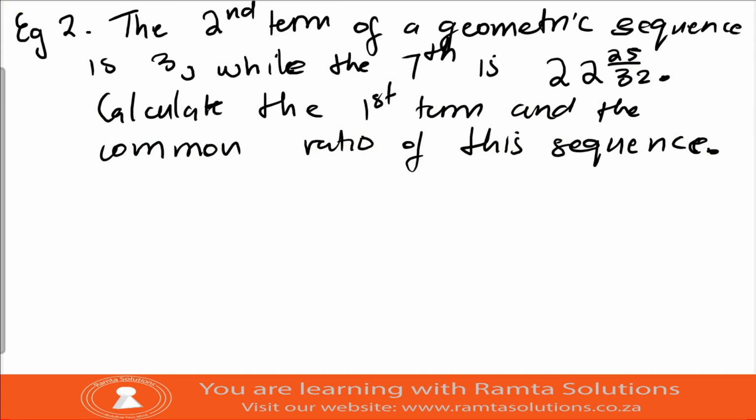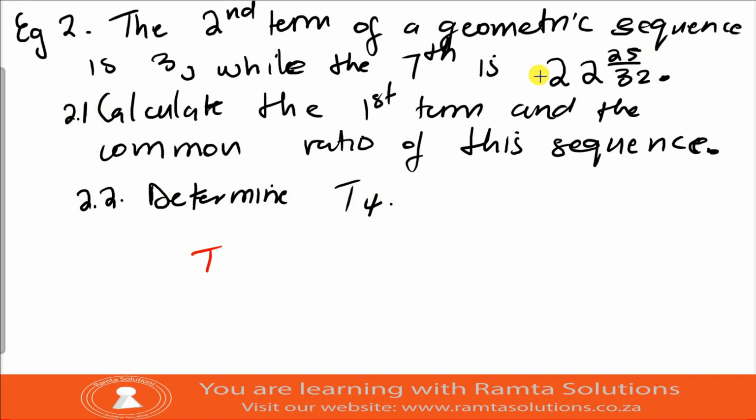Now, let's look at it. Oh, I should also say maybe this should be 2.1, and then 2.2 should say determine T4.